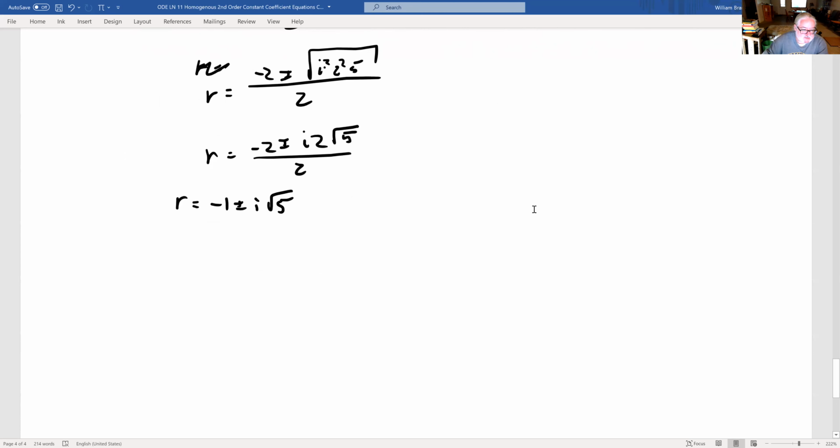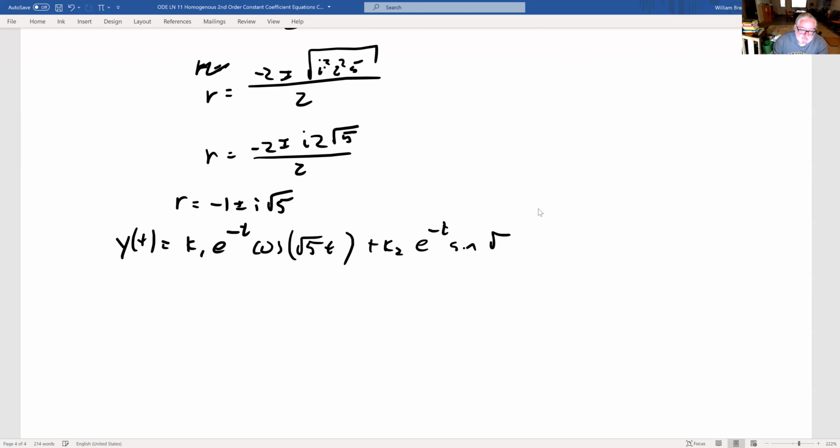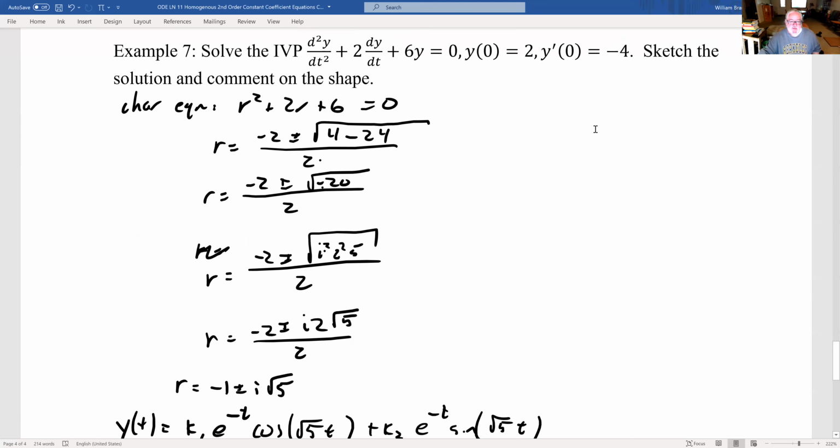Great. So what are our solutions going to be? k1 e to the minus t, because the -1 goes up in the exponent, times cosine of square root of 5t plus k2 e to the minus t sine square root of 5t. So there's our general solution to this equation. We have particular initial conditions, y of 0 equals 2, y prime of 0 equals minus 4.